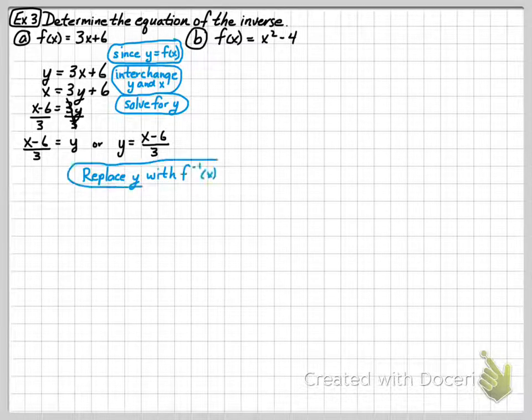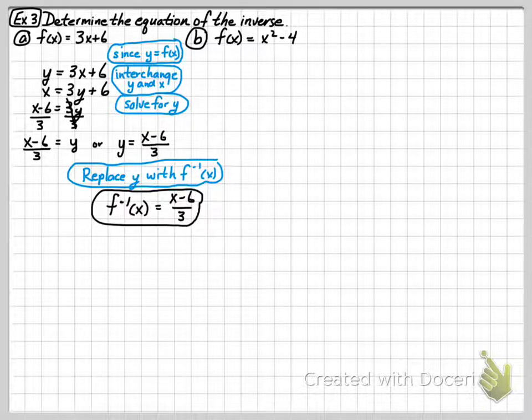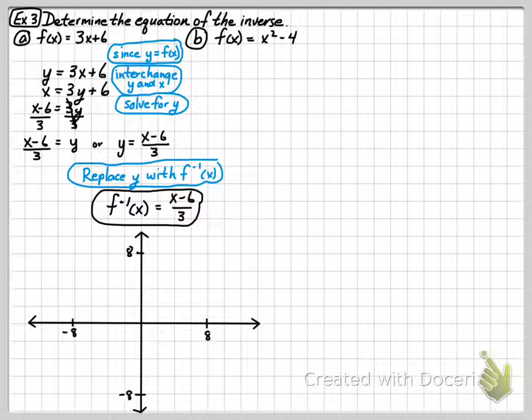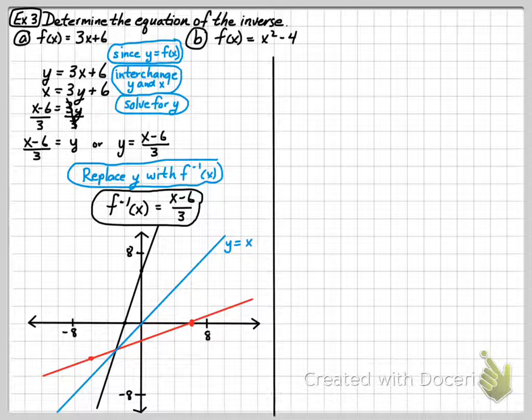If I replace y with f inverse of x, my full answer is going to be f inverse of x is x minus 6 over 3. When I graph these two, I'm going to find my first line is y equals 3x plus 6. That's that line. The line x minus 6 divided by 3 is going to be that line. And you will see how it's a reflection over the line y equals x when I draw in that line y equals x.